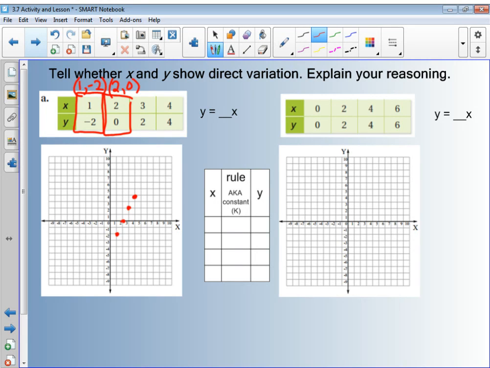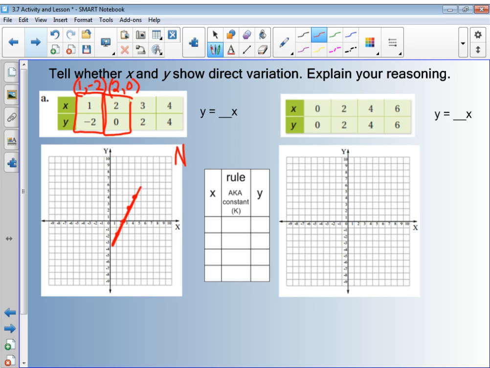We'll notice we do have a straight line, so it does meet that qualification, but it does not cross through 0, 0. So, tell whether x and y show a direct variation: this would be a no, it does not. If we were to substitute in and try to solve for our k, that's going to be our slope. So it doesn't mean that we won't have a constant, but it has to cross through 0, 0 in order to be considered a direct variation.